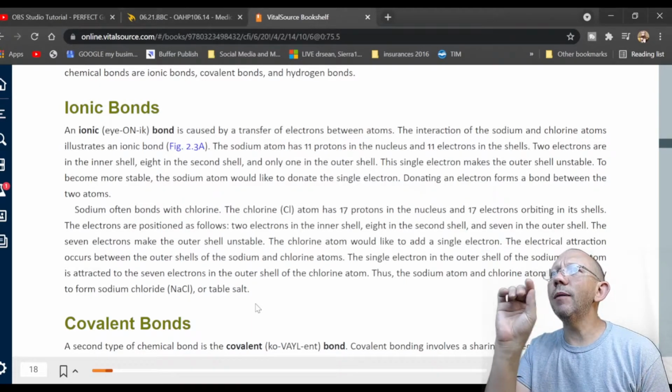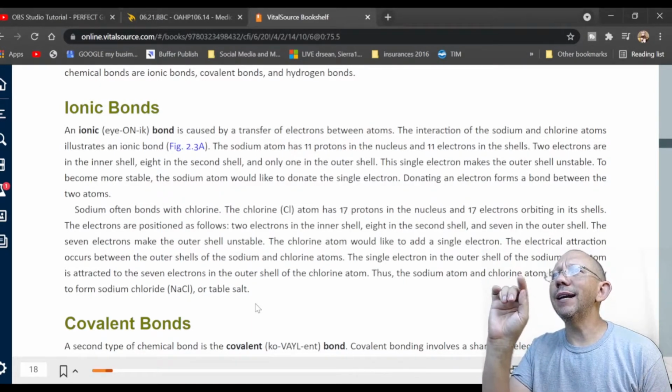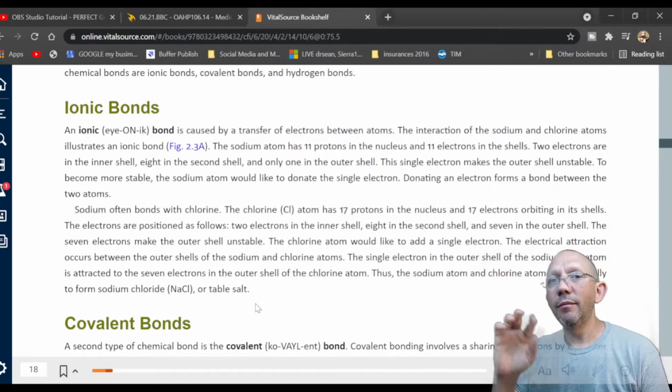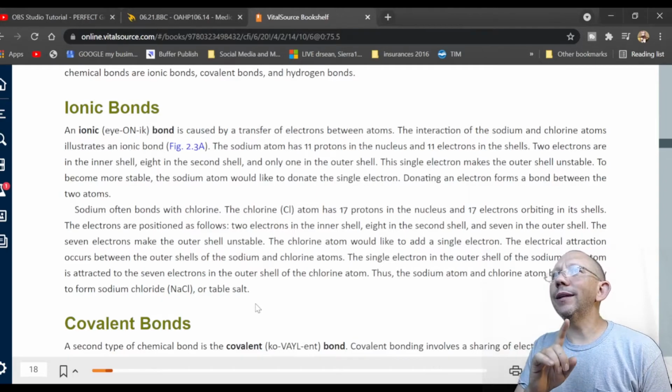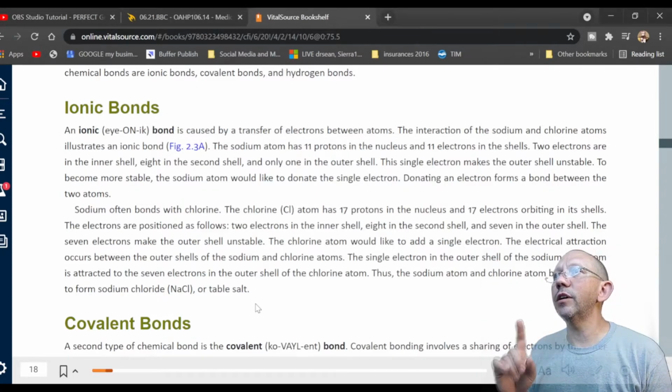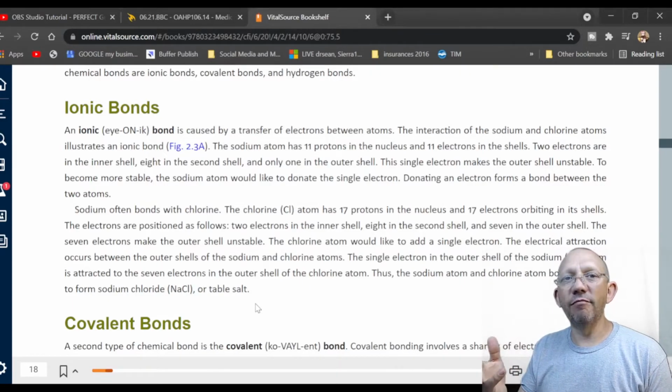So here the sodium atom has 11 protons in its nucleus and 11 electrons in its shell. Remember, those should be equal. 2 electrons are in the inner shell, 8 in the second shell, and only 1 in the outer shell. This single electron in the outer shell makes it unstable. It wants to have more than that.